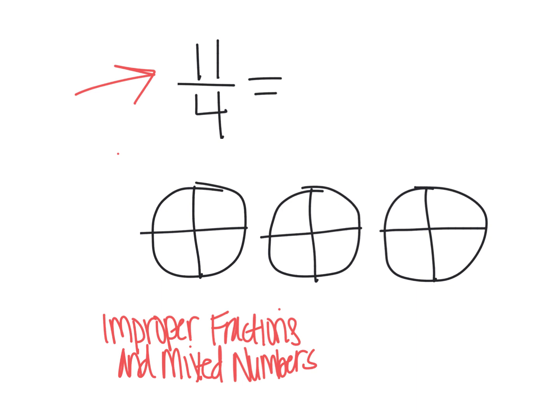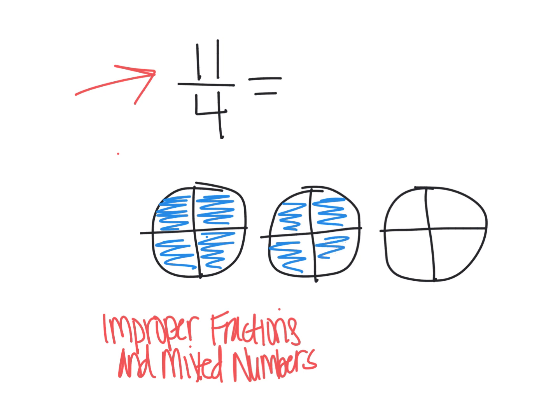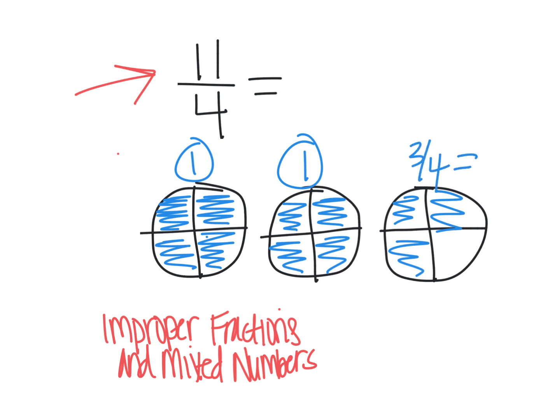And if we want to change this into a mixed number, let's look at this picture that I drew first. So we have 11/4. I'm going to shade in 11 of the fourths. So 1, 2, 3, 4, 5 fourths, 6 fourths, 7, 8, 9, 10, 11. So we have 11 of the fourths shaded in. We can see that we have one whole, another whole, and then 3 fourths. So 1 plus 1 plus 3 fourths is going to give us 2 and 3 fourths.